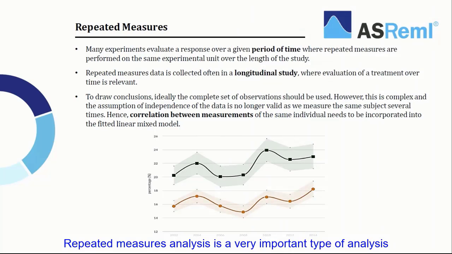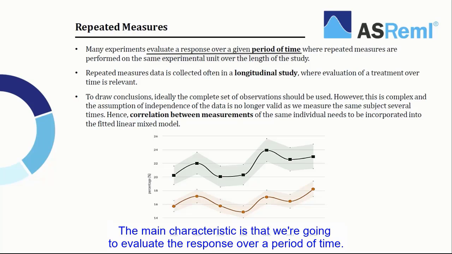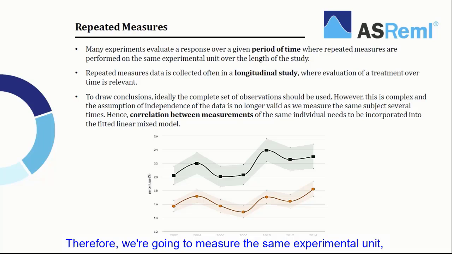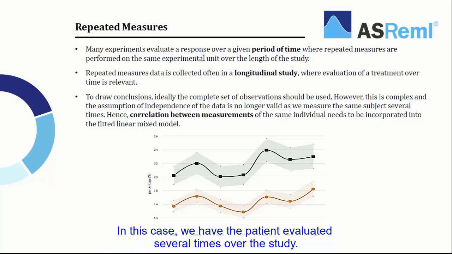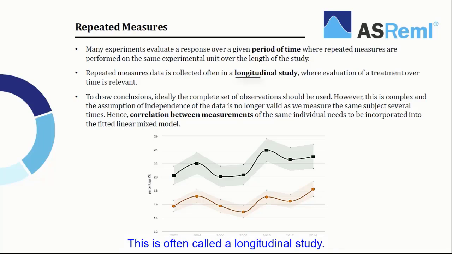Repeated measures analysis is a very important type of analysis that we do in many studies from medical and biological sciences. The main characteristic is that we are going to evaluate the response over a period of time. Therefore, we're going to measure the same experimental unit, which could be a patient or unit, over a period of time. In this case, we have the patient evaluated several times over the study. This is often called a longitudinal study.